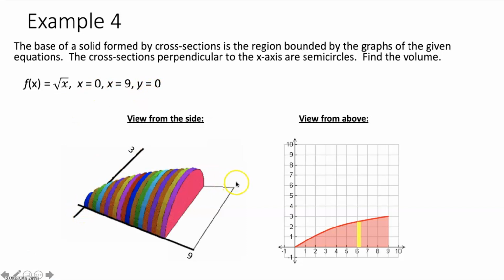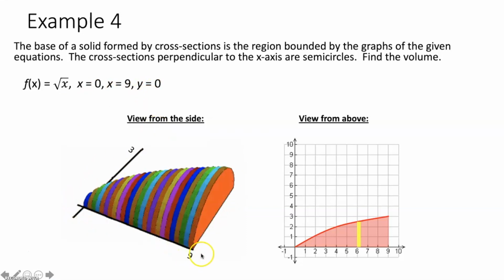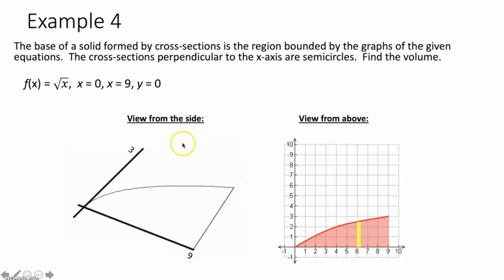f of x is equal to rad x, x is equal to 0, x is equal to 9, and y is equal to 0. Now in order to find the volume of this three-dimensional figure, because we know what the cross-sections are, we know that they are semicircles, we can just set up a definite integral from, in this case, x is equal to 0 to x is equal to 9 of the area of one of these semicircles. So let's go ahead and do that.